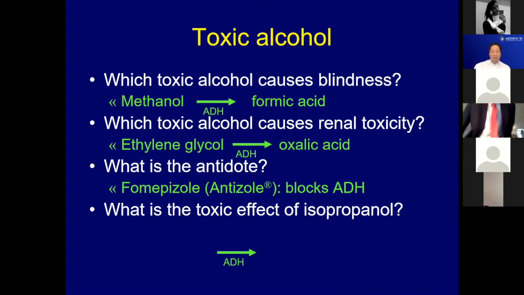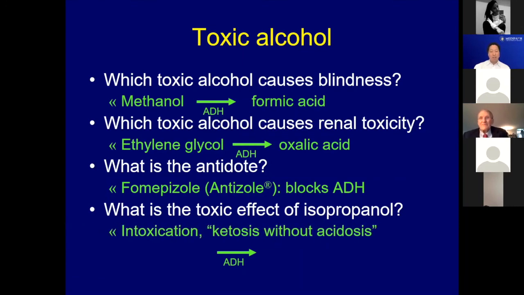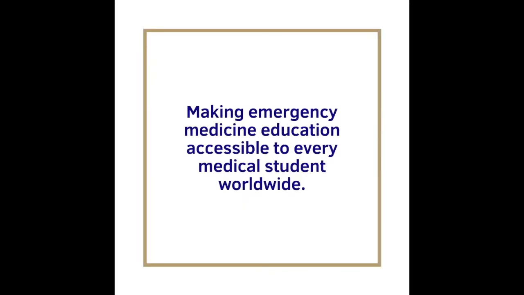What is the toxic effect of isopropanol? So isopropanol is metabolized by alcohol dehydrogenase to acetone. You get intoxication. Acetone is pretty much non-toxic. You get the proverbial ketosis without acidosis. So normal pH, large ketones, severe intoxication, but no metabolic adverse effect. All right.